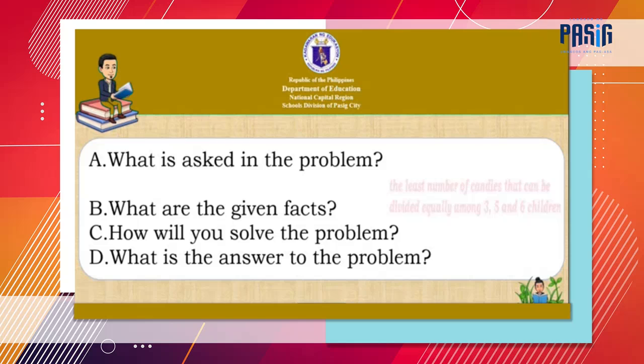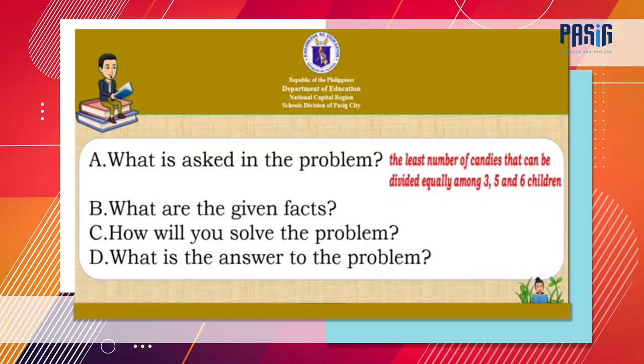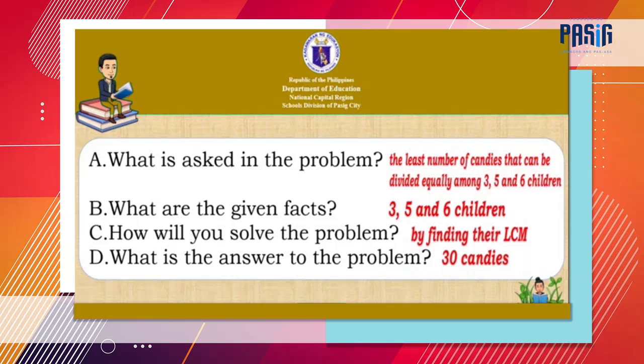For the first question, the least number of candies that can be divided equally among 3, 5, and 6 children. For the second question, 3, 5, and 6 children. For the third question, by finding their LCM. And for the fourth question, 30 candies. Did you get all the correct answers? You are great! Now we proceed to our discussion.